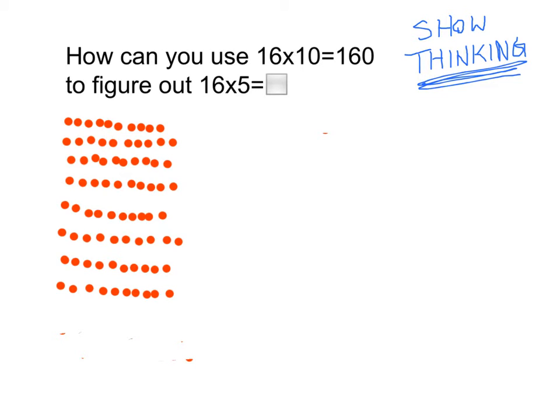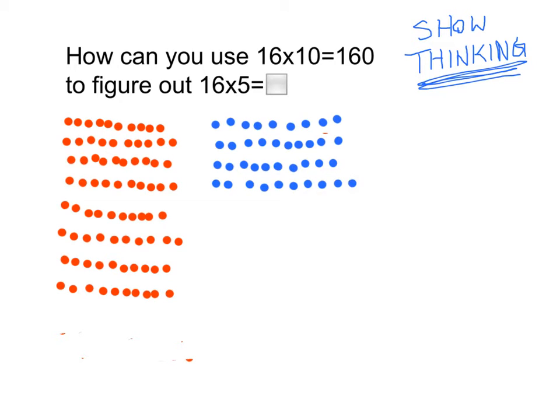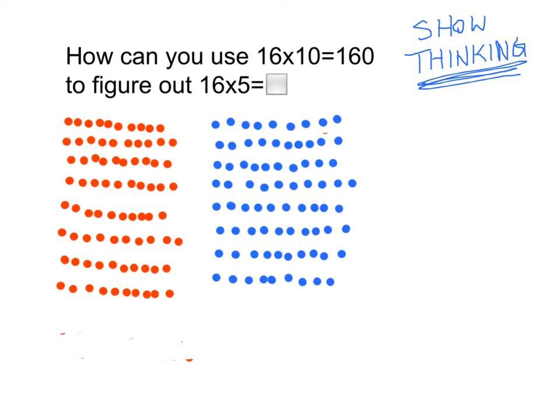All right, I'm going to use a different color here, just to show my thinking. 1, 2, 3, 4, 5, 6, 7, 8, 9, 10. I draw another eight rows of 10 in the new color, counting each row.